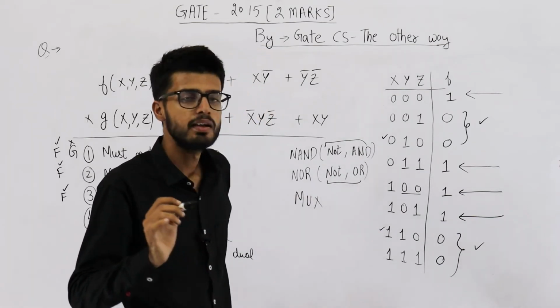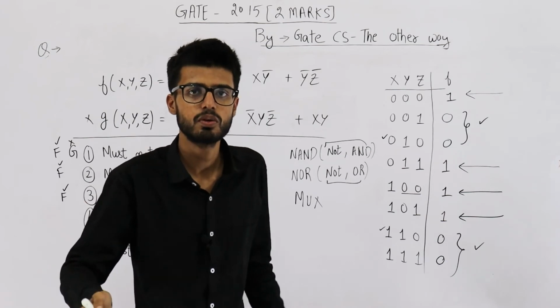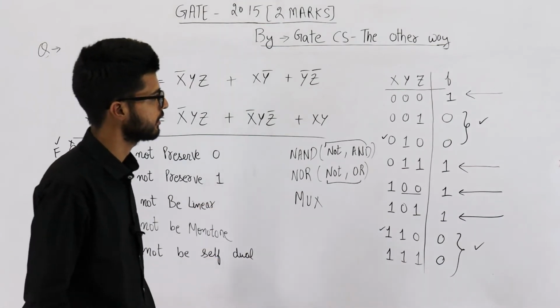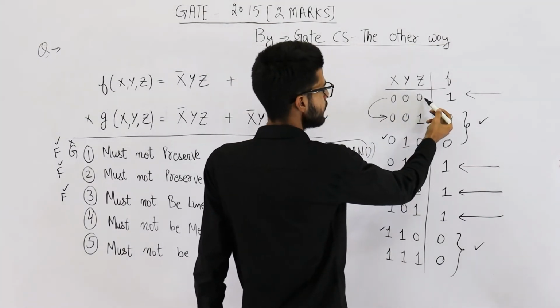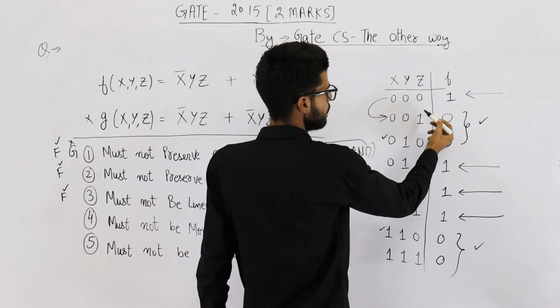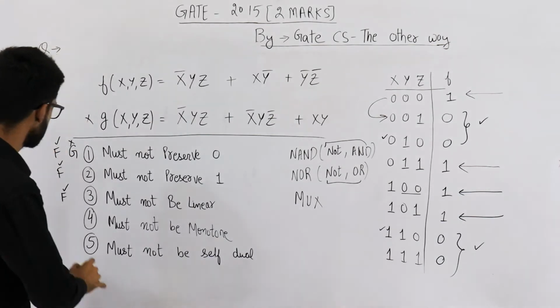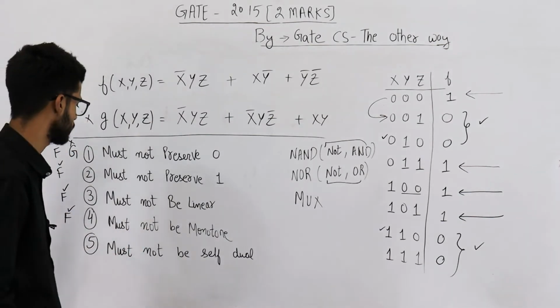In this case, if the output of the function changes from 1 to 0, you can declare this function as not monotone. Okay. Let us find such a case. Yeah, it's available here. See, you changed z from 0 to 1, but the output changes from 1 to 0. So this function is not monotone. Okay, F passes this property. It is not monotone.